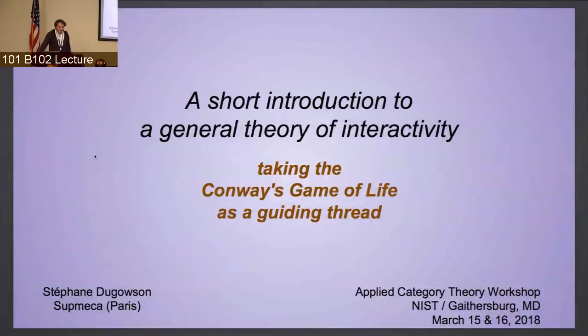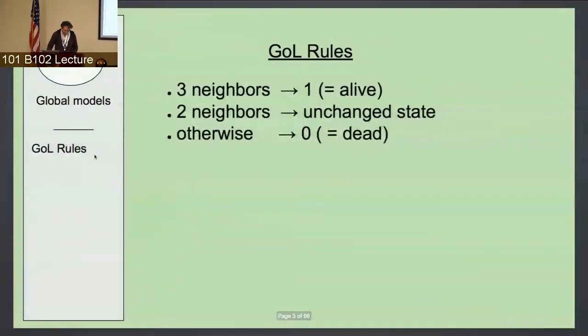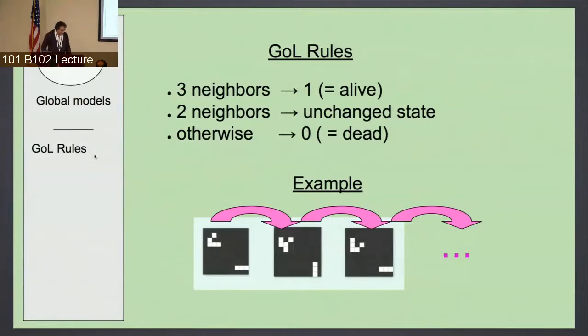So let's begin right away with recalling the rules of Conway's Game of Life, which will be our guiding thread. On an infinite plane grid, if a cell has exactly 3 alive neighbors, it will be alive at the next generation. If it has exactly 2 alive neighbors, its state will stay unchanged. In all other cases, the state of the cell will be 0. Here you can see an example of 2 successive transitions from a simple initial state.